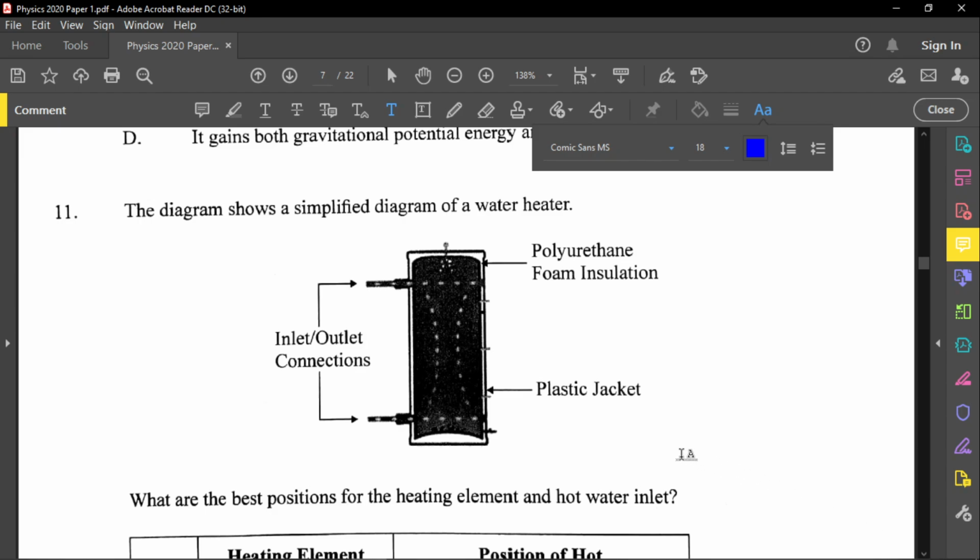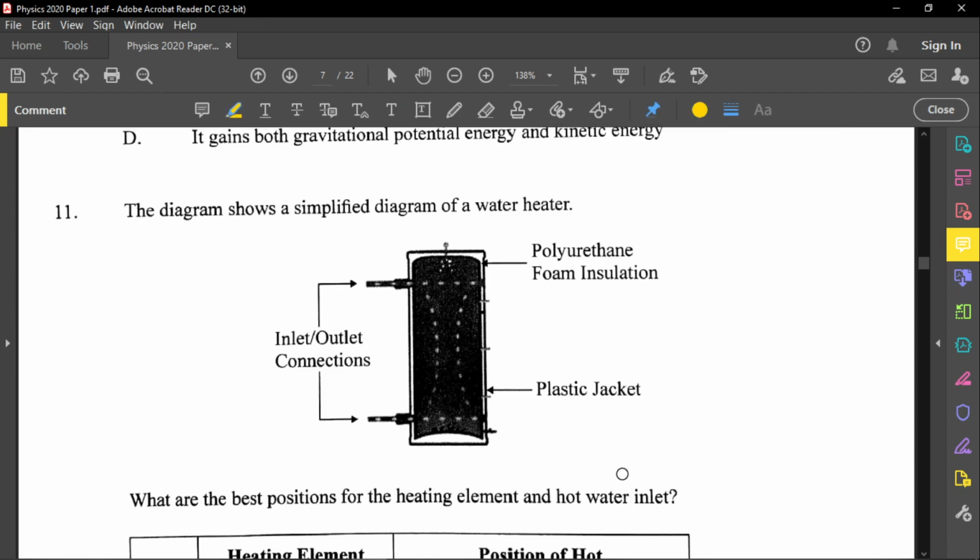It said, what are the best positions for the heating element and the hot water inlet? So looking for the hot water inlet. All right, so let's look at the concept right here. The heating element, normally, the best place to put it is at the bottom, right? So you put it at the bottom right here. The heating element will go to the bottom of the container.